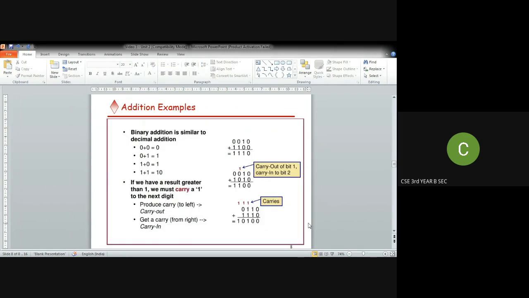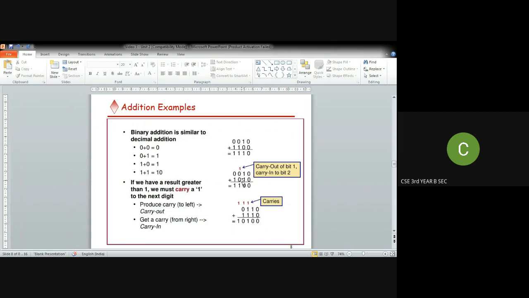So these are the examples for addition. Here we are going to add 0 0 1 0 and 1 1 0 0. So 0 plus 0 is 0, 1 plus 0 is 1, 0 plus 1 is 1, 0 plus 1 is 1. So this is the result after doing the addition operation.